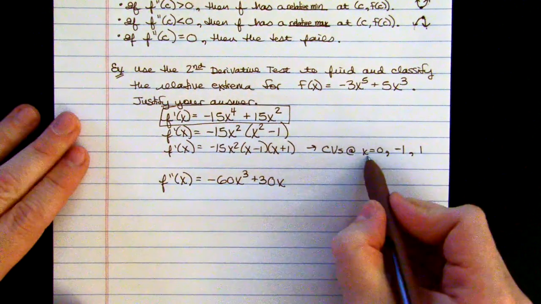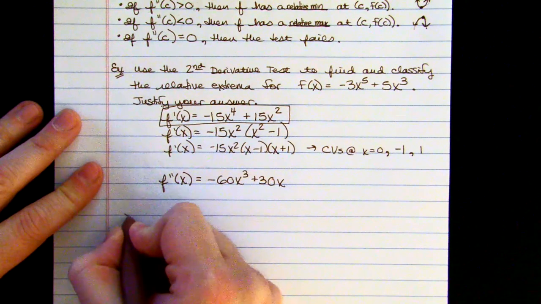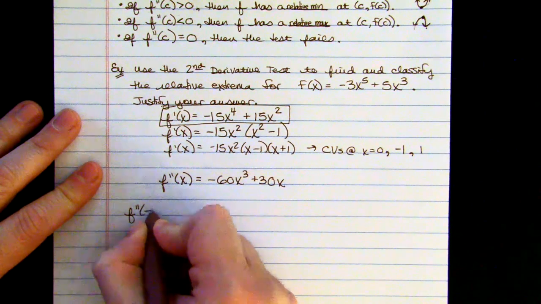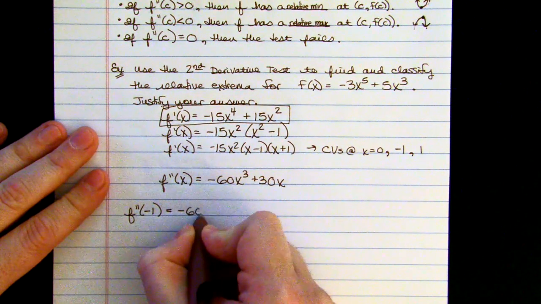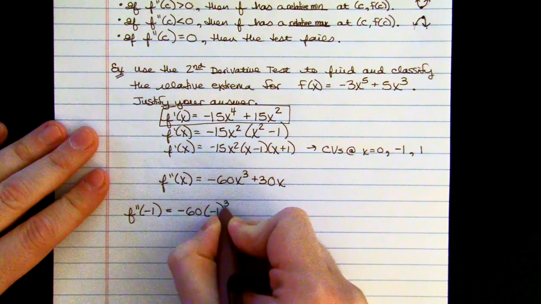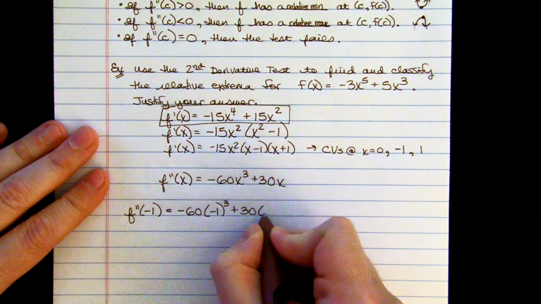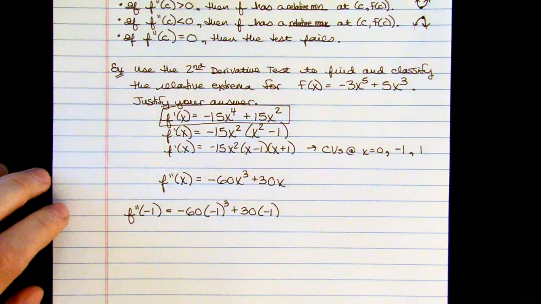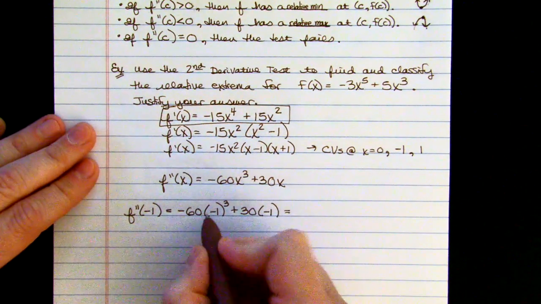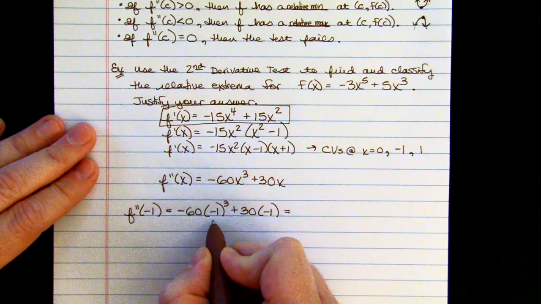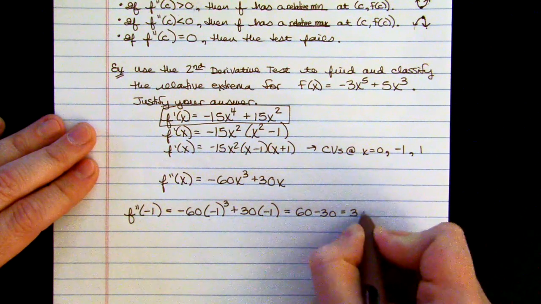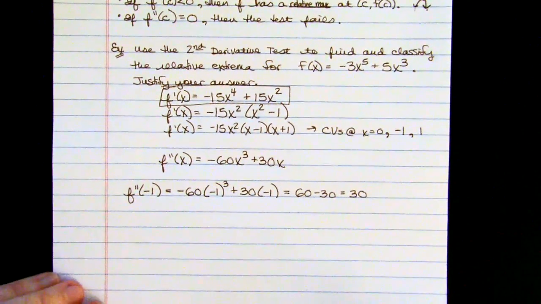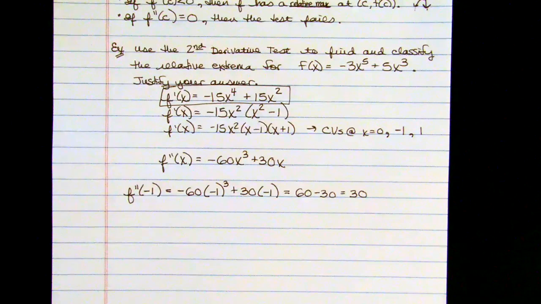We're now going to plug these values into our second derivative. So I'm going to do f double prime of negative 1. That's going to give me negative 60 times negative 1 cubed plus 30 times negative 1. Well, negative 1 cubed is negative 1, times negative 60 is positive 60, minus 30. I'm getting a second derivative of positive 30. It's nice that it's positive 30, but I just care about the fact that it's positive.